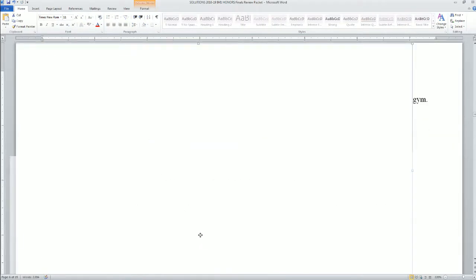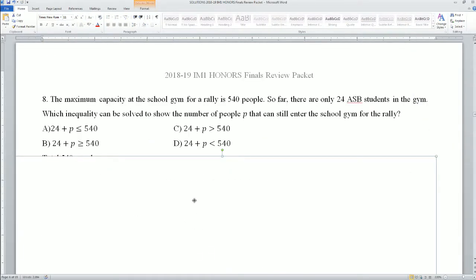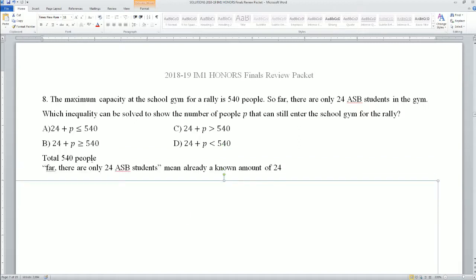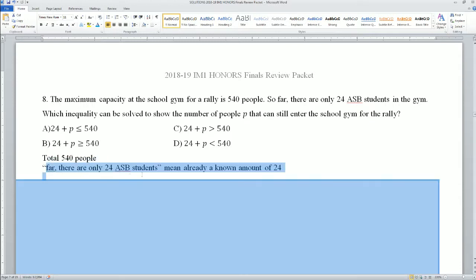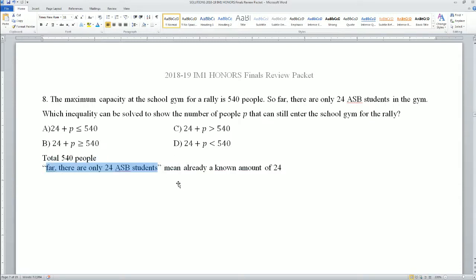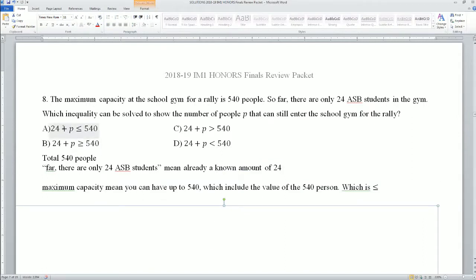All right, let's look at 8. The maximum capacity at a school gym for a rally is 540 people. So far, there are 24 ASB students already in the gym. Which inequality can be solved to show the total number of people that can still enter the school gym rally? So you have a total of 540 people. And so far, by saying that there are 24 ASB students, means you already know a value of 24. So that's why you have this value of 24. Okay? P is the amount of students that you don't know.